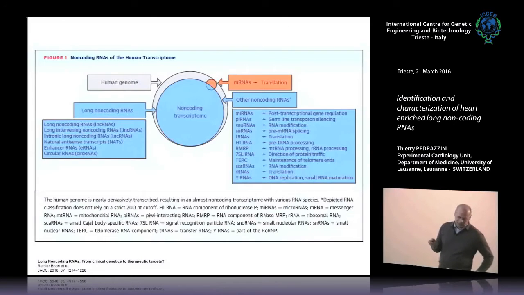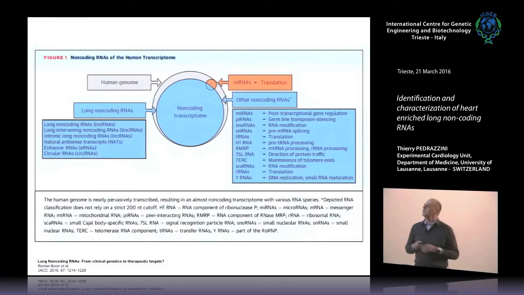And among this non-coding world, we have RNA that has been known for quite a long time, microRNA, piRNA, and so on. But you have this group of long non-coding RNA that contribute a lot to this number of non-coding genes.